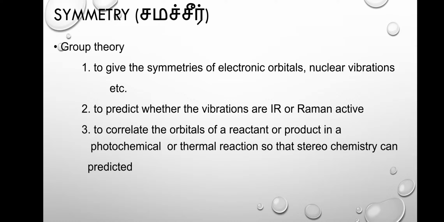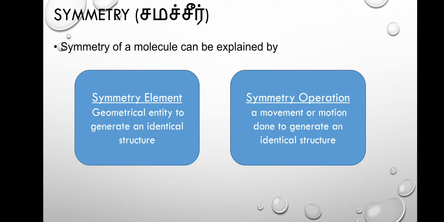Group theory is the mathematical study of symmetry, and that theory gives the symmetry of electronic orbitals and nuclear vibrations. It helps us to predict whether a vibration is IR active or Raman active, and to correlate the orbitals of a reactant or product in a photochemical or thermal reaction, so that we can study the stereochemistry.